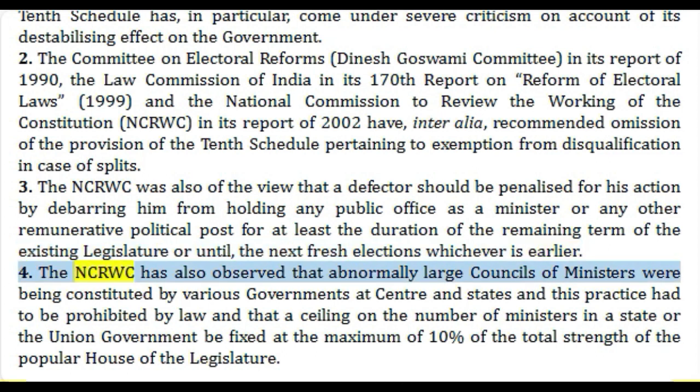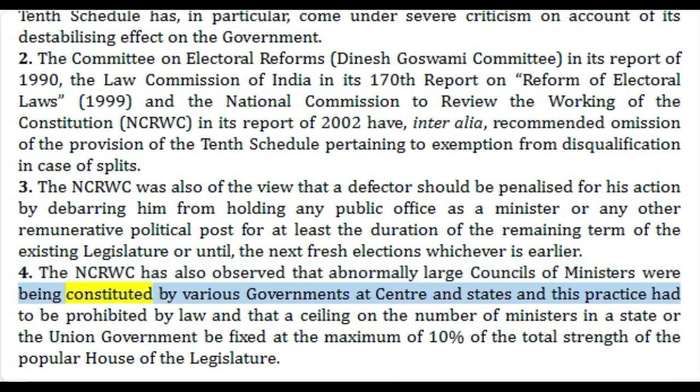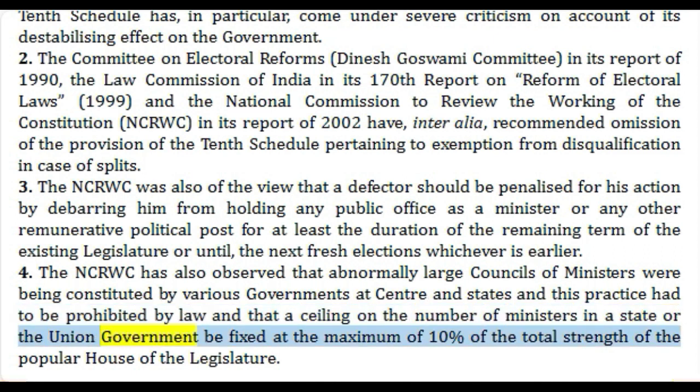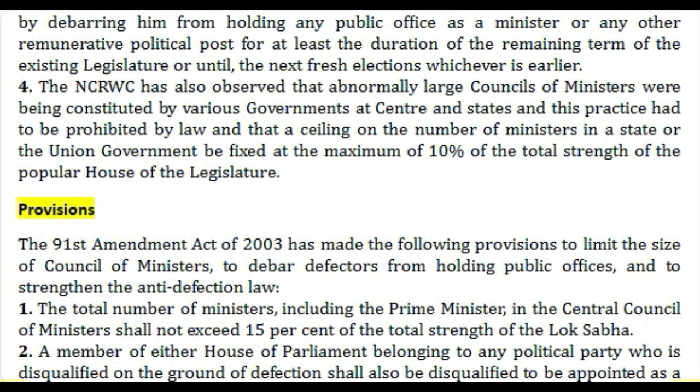4. The NCRWC has also observed that abnormally large councils of ministers were being constituted by various governments at the centre and states, and this practice had to be prohibited by law, and that a ceiling on the number of ministers in a state or the union government be fixed at a maximum of 10% of the total strength of the popular house of the legislature. Provisions. The 91st Amendment Act of 2003 has made the following provisions to limit the size of the Council of Ministers, to debar defectors from holding public offices, and to strengthen the anti-defection law.